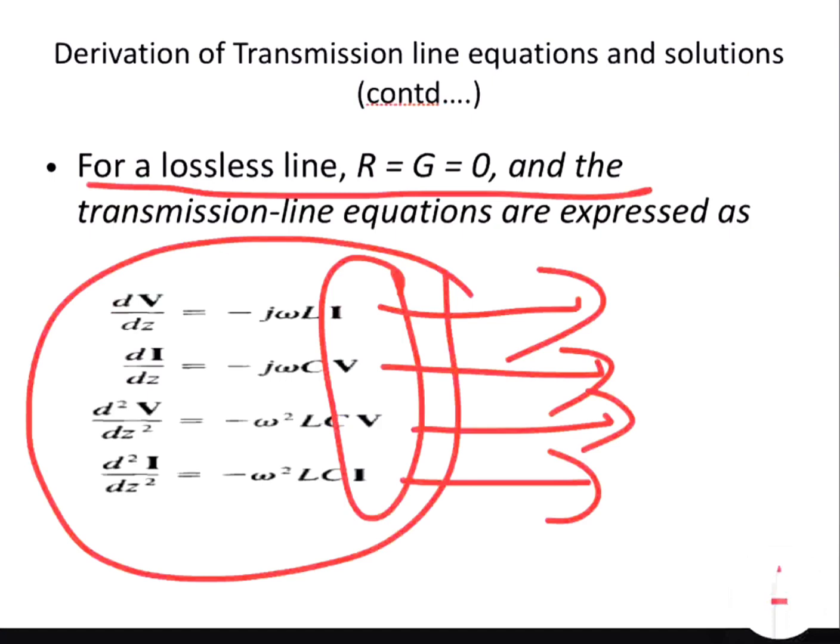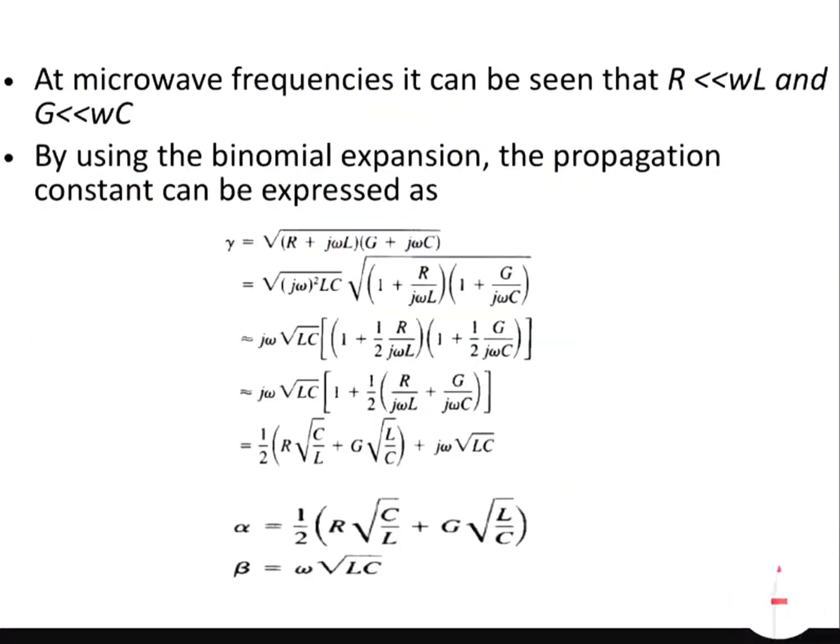Further, there are also a few things which we can analyze in a microwave signal, or a signal which is traveling at microwave frequency. At microwave frequency, we can observe that always the resistance value R is very much less than omega L, and the value G is very much less than omega C.